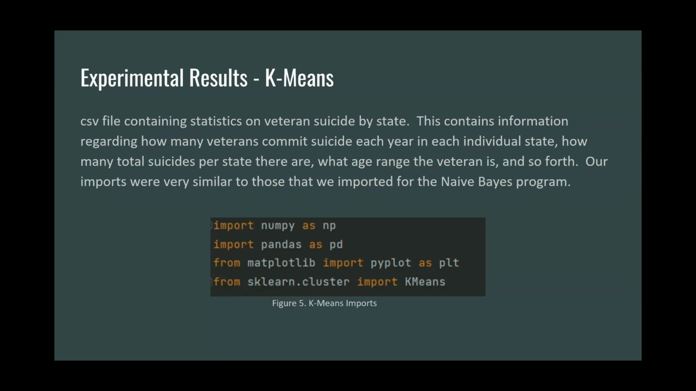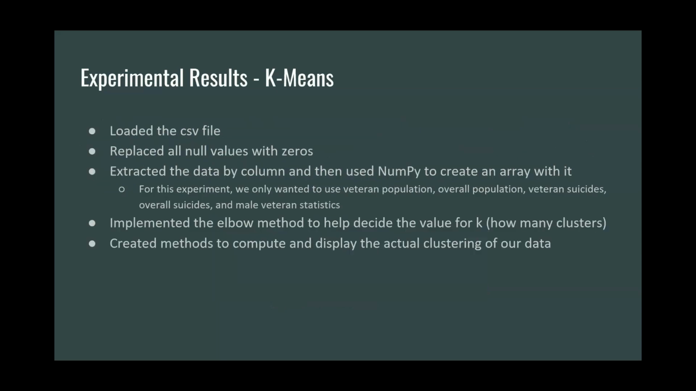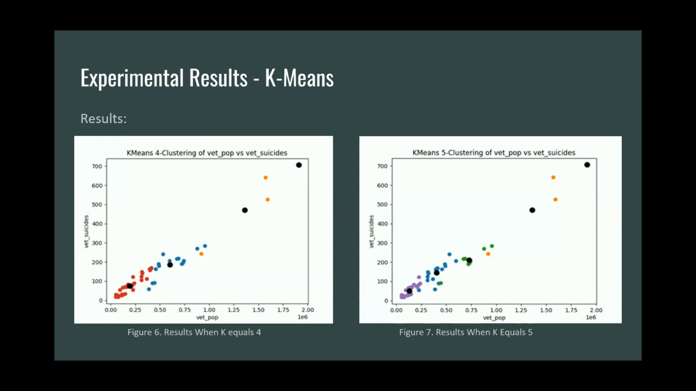For k-means, again, we did the same, but this is for clustering. So this is unsupervised learning. One of the things that we've done in pre-processing, we replaced nulls with zeros. And then we extracted the columns. We clustered using k-means with the elbow method for k, so determining how many clusters. So this is a simple example for 2.